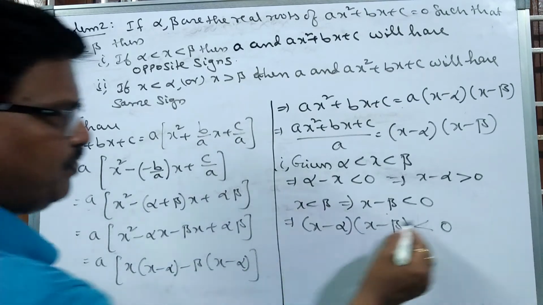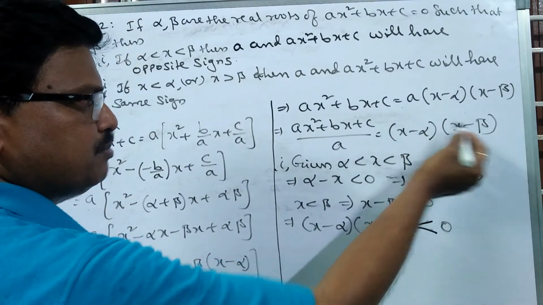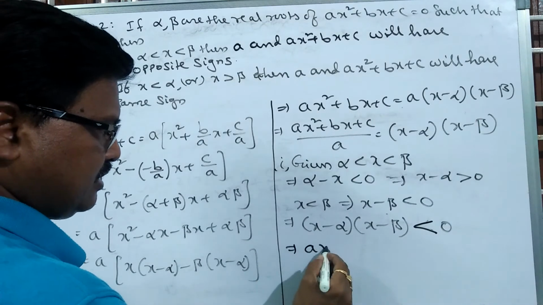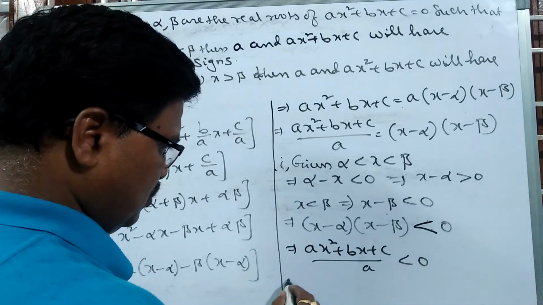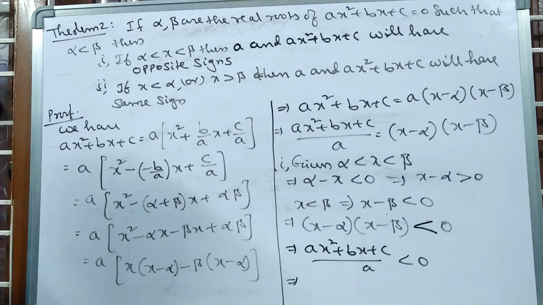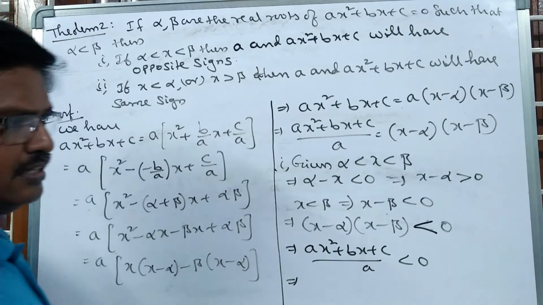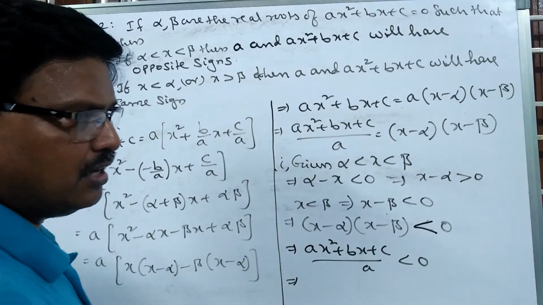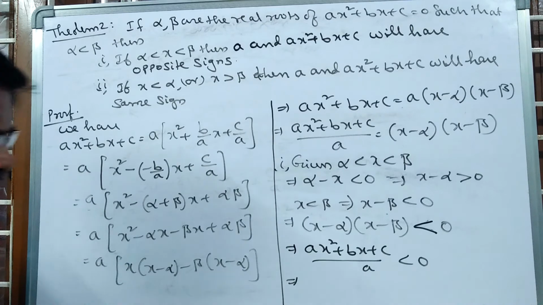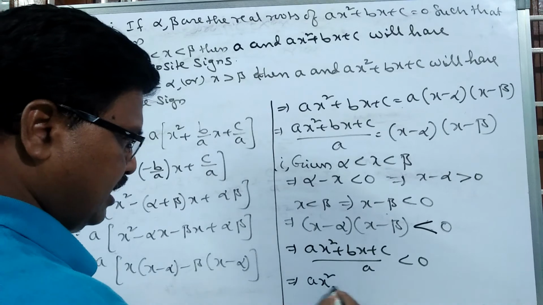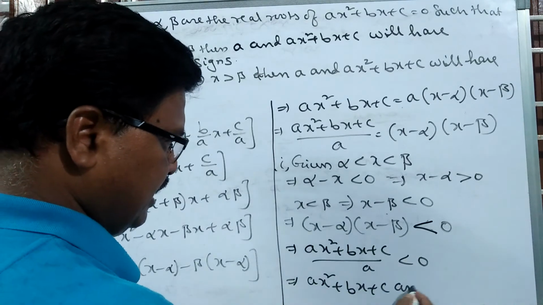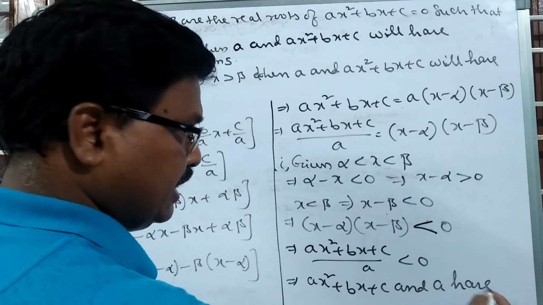So whenever x minus alpha into x minus beta is less than 0, what is x minus alpha into x minus beta? Ax square plus bx plus c by a is less than 0. So whenever the fraction is negative, when will the fraction become negative? Whenever numerator and denominator have opposite signs. Minus 4 by 3 is negative. Similarly, 3 by minus 4 is also negative. That means if both numerator and denominator have opposite signs, then the fraction is negative. So, as I told you many times, ax square plus bx plus c and a have opposite signs.